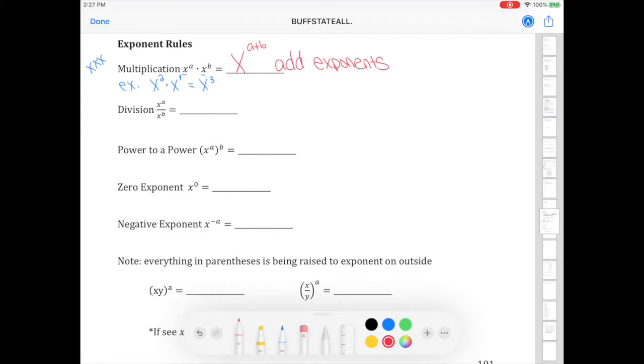Okay, for multiplication, you have to add your exponents. So for division, you are going to subtract them. Your rule is going to be x to the a minus b. Okay, subtract exponents.